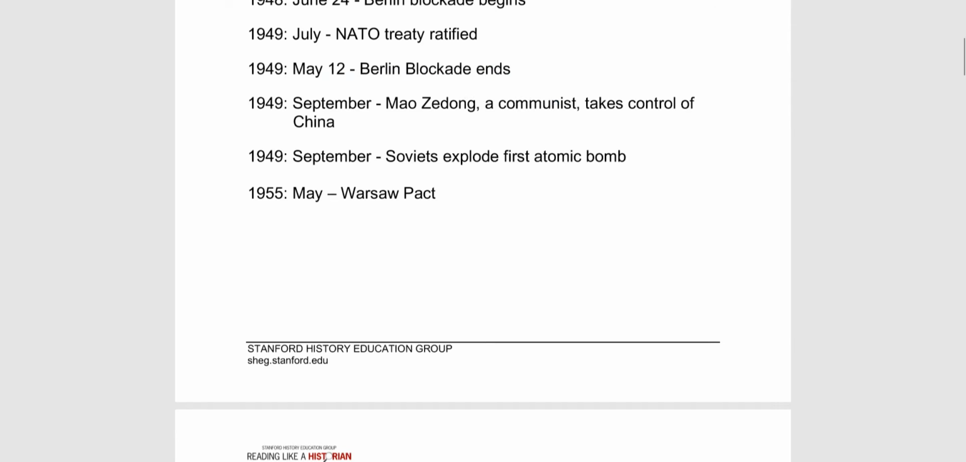In September, Mao Zedong takes communist control of China in 49. The Soviets explode their first atomic bomb, changing the game in 49. And then in 1955, the Warsaw Pact saw a lot of Eastern European nations unified. I'll give you a minute to think about those events.